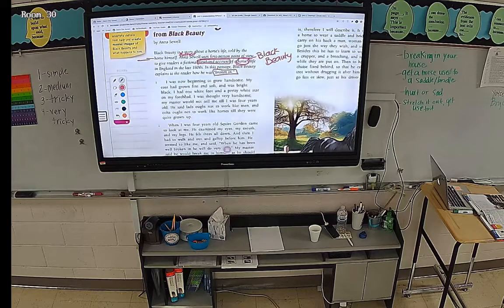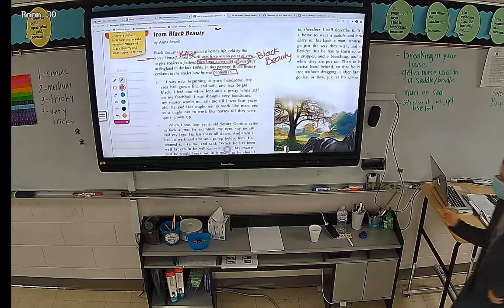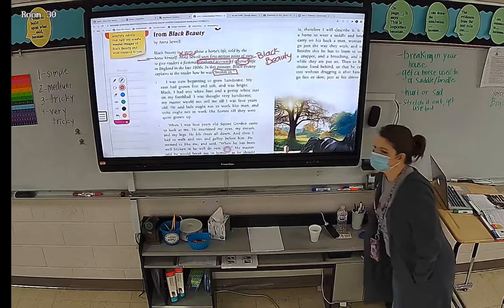What you got, Hayes? How did they make the sun in the picture like glow? I have no idea. It's pretty cool, isn't it? Whoa. All right, paragraph 1.